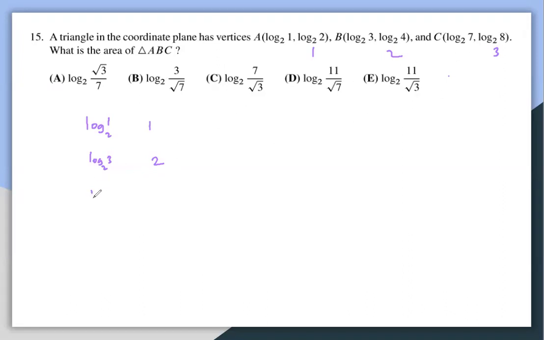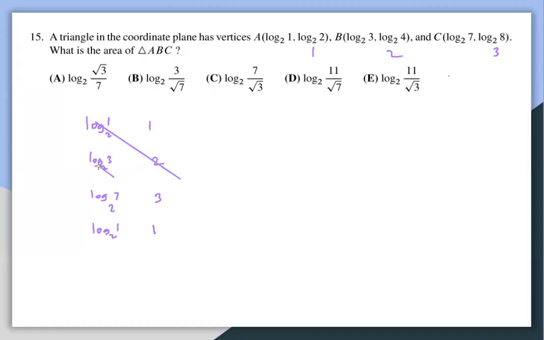The last point is log base 2 of 7 and 3. So when you use the shoelace, we write the first one as this one more time, so log base 2 of 1, and that is 1. So we just do the multiplication now.